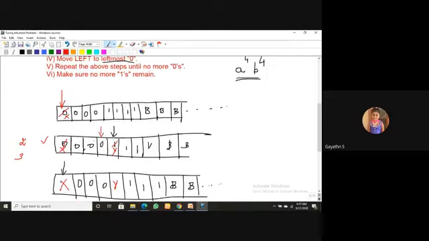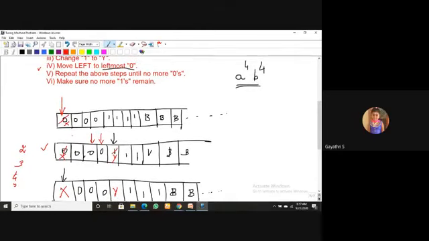So you move left. This is the step: move left to leftmost 0. In step 3, I will come here. In step 4, I will come here. I can move only one step at a time. In step 5, I will come here. At step 6, I will come here. See, what is this?